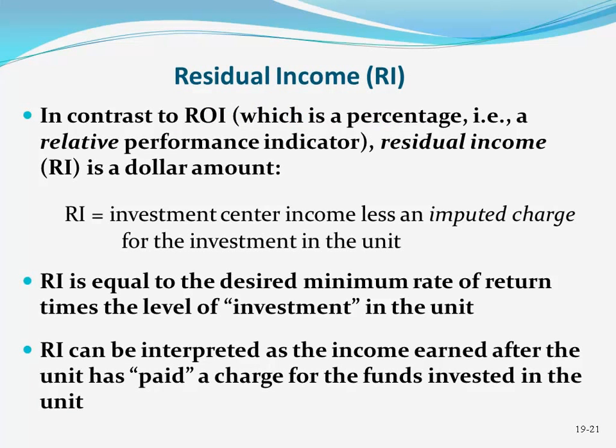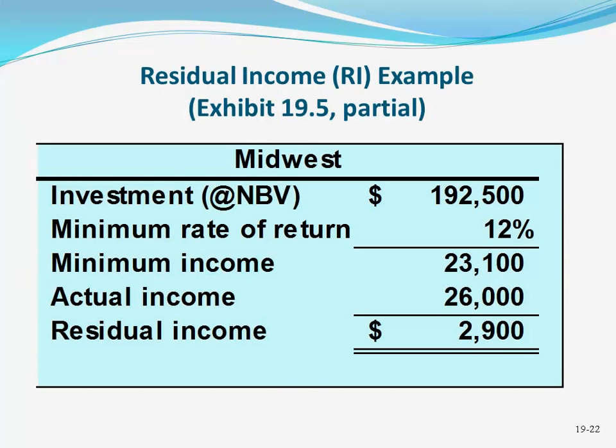Okay, let us go through an example of how we calculate residual income. The example here is drawn from the same data that we discussed before, for the Midwest region, and the example is based on a net book value measurement of investment. The net book value measurement of investment for the Midwest was $192,500 asset base, and the minimum required rate of return was 12%. So the minimum that the Midwest requires is 12%.